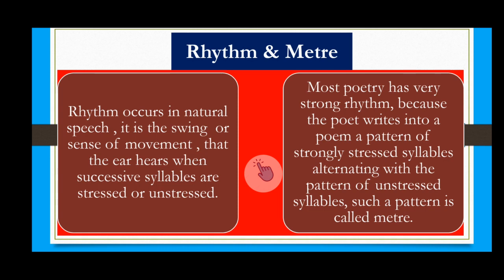Such a pattern is called meter. So when you organize the stressed and unstressed syllables in a line of poetry according to the number and type of beats, such a pattern is called meter. So this is the difference between rhythm and meter.